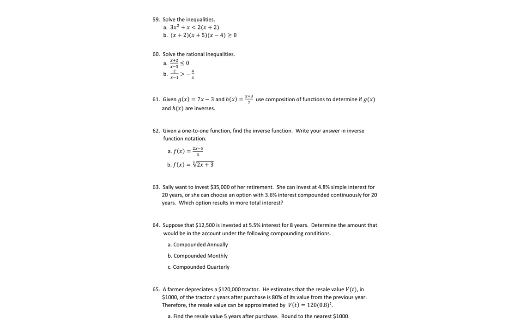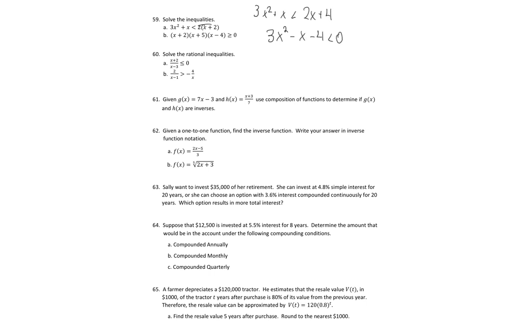The first question we have here is to solve the inequality. First thing I'm going to do is distribute this 2 to both of these, so this is 2x plus 4. And I'll subtract both of these over, so we have 3x squared minus x minus 4. So we need to figure out where that is true.